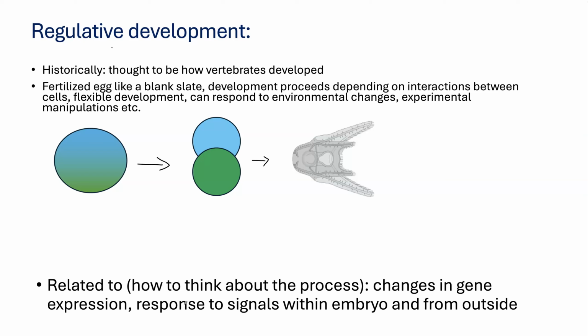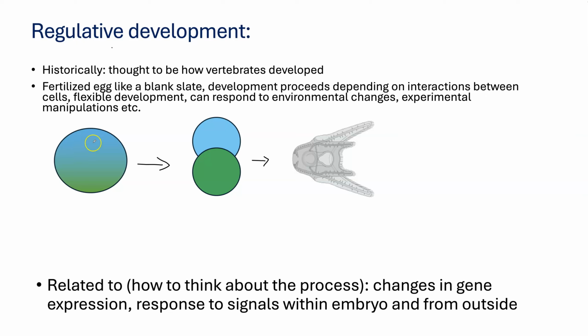It was historically thought to be how vertebrates develop, but there are examples of invertebrates that allowed for the idea of regulative development to be developed. So definitely not only vertebrates. And the idea is that the egg has the potential everywhere to form everything. And then the development proceeds and it depends on the kinds of interactions that occur between cells, different gene regulation, and so on. And it's flexible.